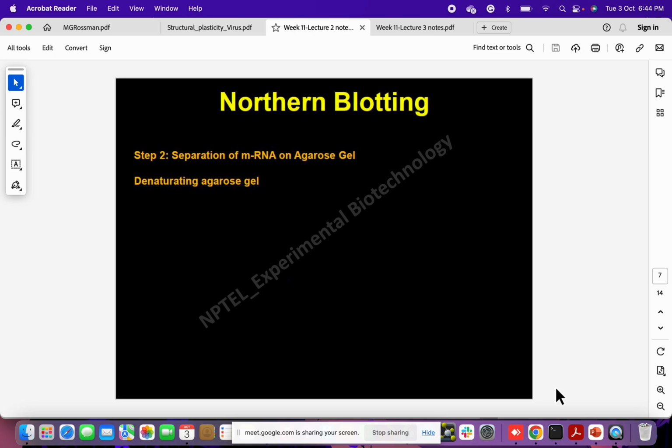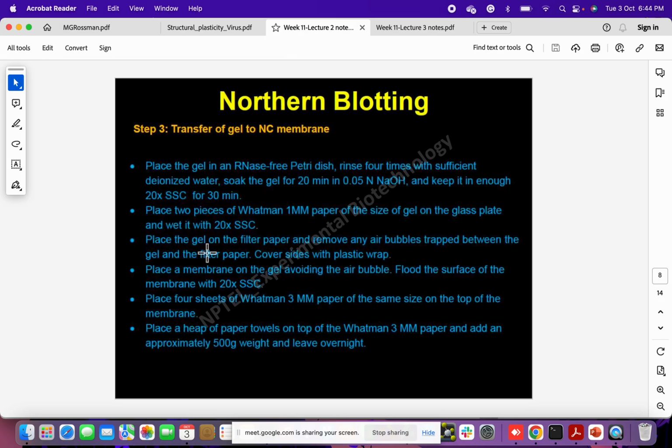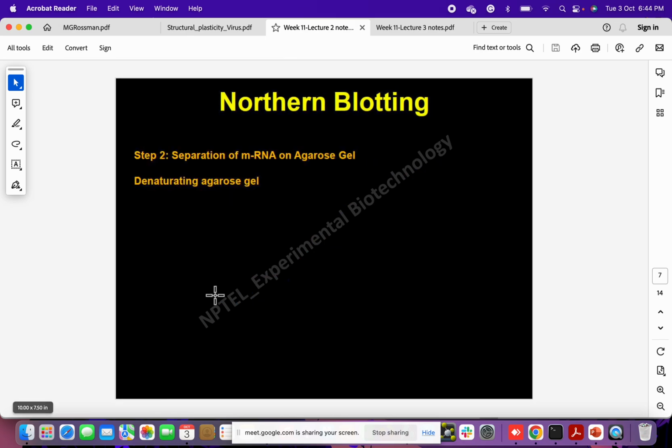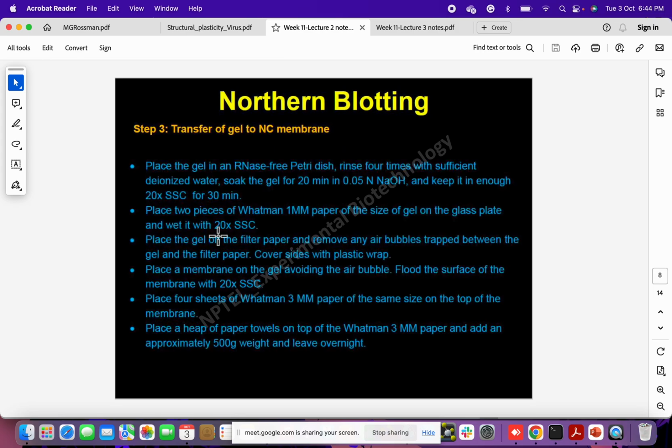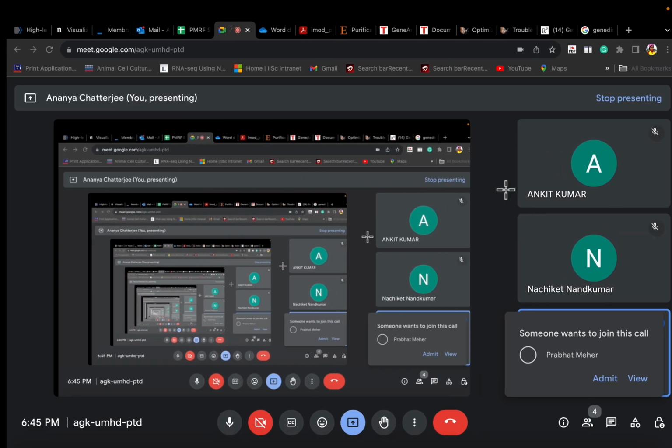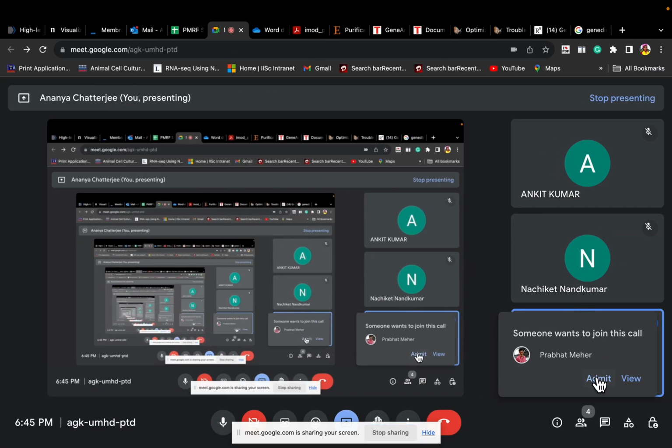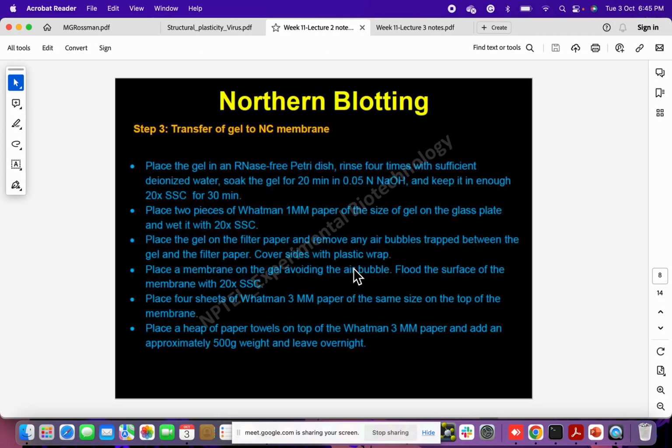Northern blotting, separation of mRNA on agarose gel. You have to run a denaturing agarose gel, because RNA sometimes forms secondary structures. Transfer of the gel to a nitrocellulose membrane. Place the gel in an RNase-free petri dish. Rinse 4 times with sufficient deionized water. Soak the gel for 20 minutes in 0.05 normal NaOH, and then keep it in 20x SSC for 30 minutes.